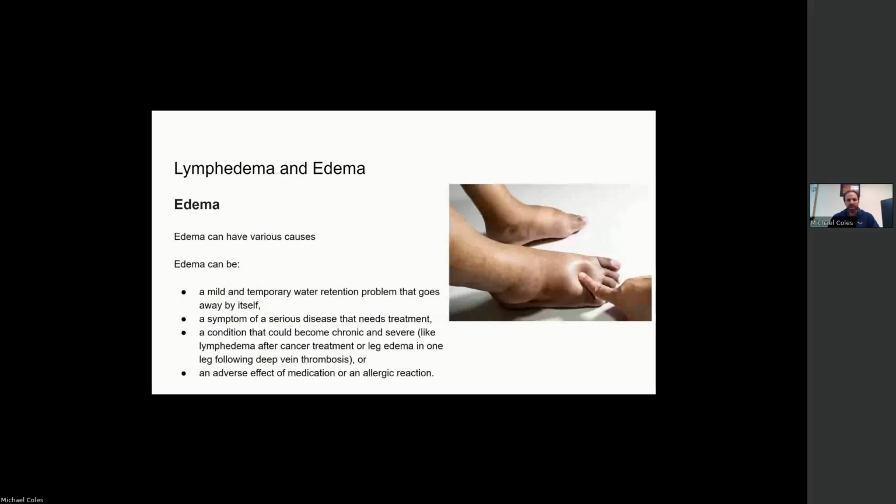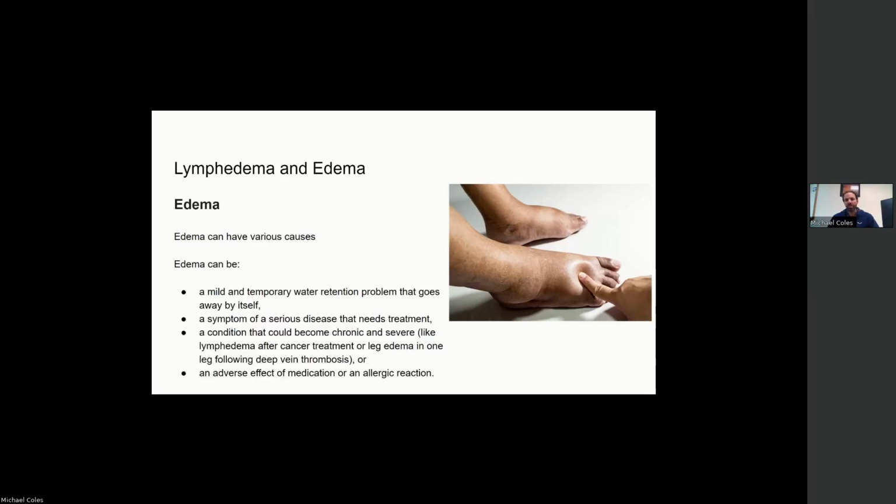So edema can be mild and temporary water retention that goes away by itself. It could be a symptom of a serious disease that needs treatment. It can also become chronic and severe, like lymphedema after a cancer treatment, or leg edema in one leg following deep vein thrombosis.